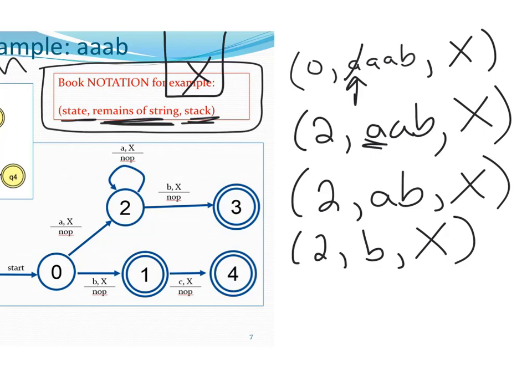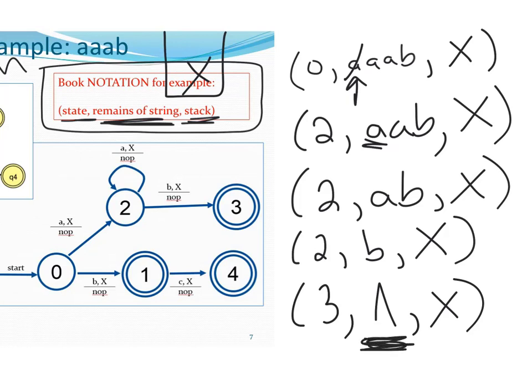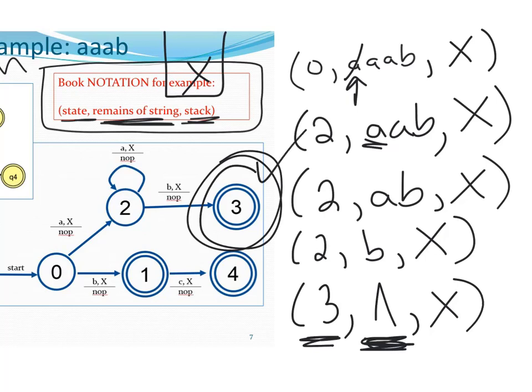So now I am at state 3. I used up that B, so there's nothing left in my string, just lambda, and I still have an X on my stack. Now, if you have lambda in here, in other words, you've used up your string, you need to check and say, is 3 a final state? Because if 3 is a final state, then yes, you win. So, yep, we win, and this string is indeed in our language.